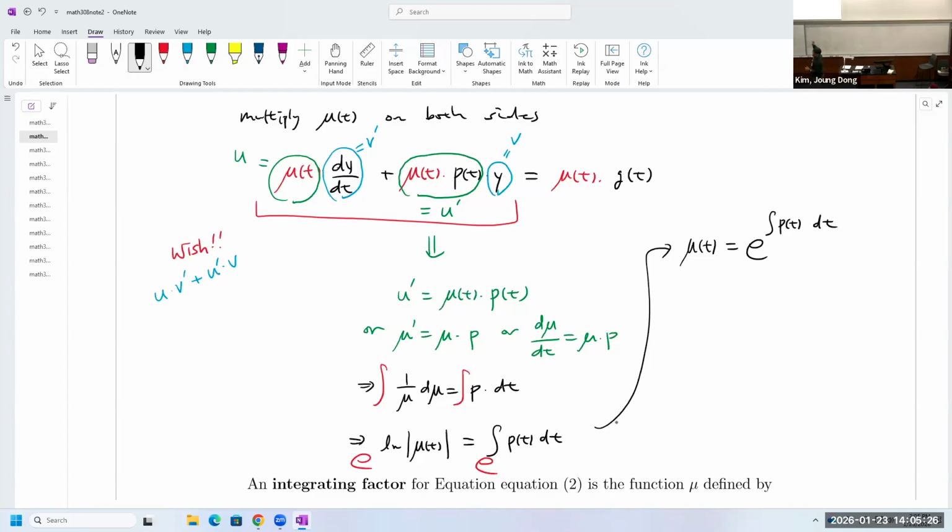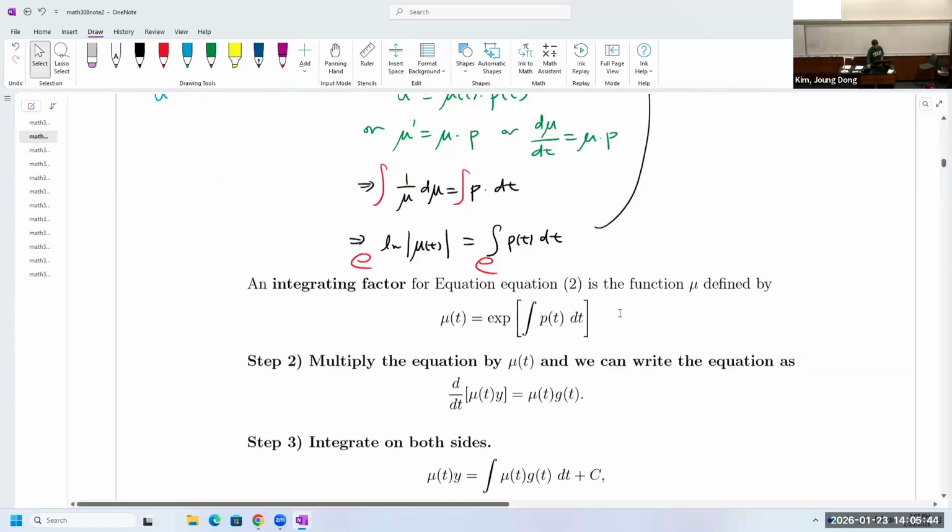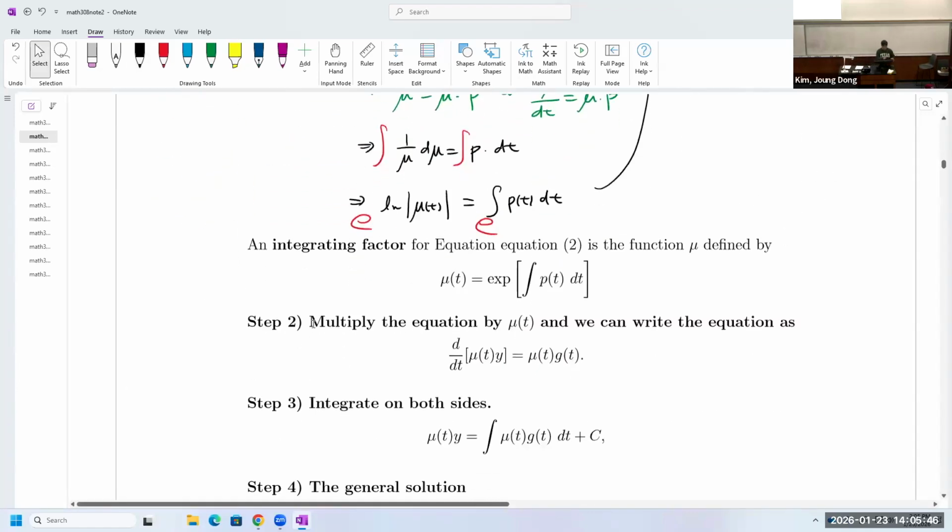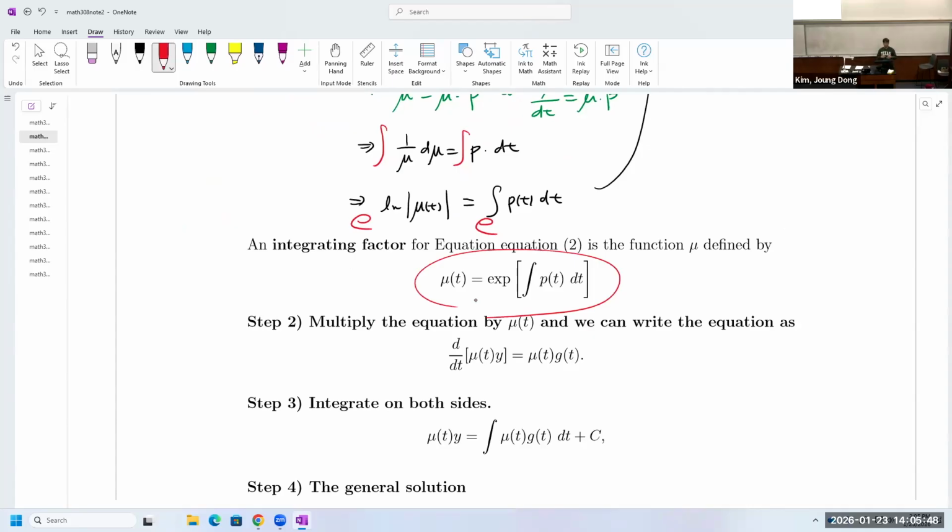When you find mu, multiply mu on both sides, then your left-hand side is exactly product form, as I showed you in example 1. Then we can take the integral on both sides and be done. This is the full story. Let me go over all the things. We found the mu, and I just summarize here. That's what I found, right?